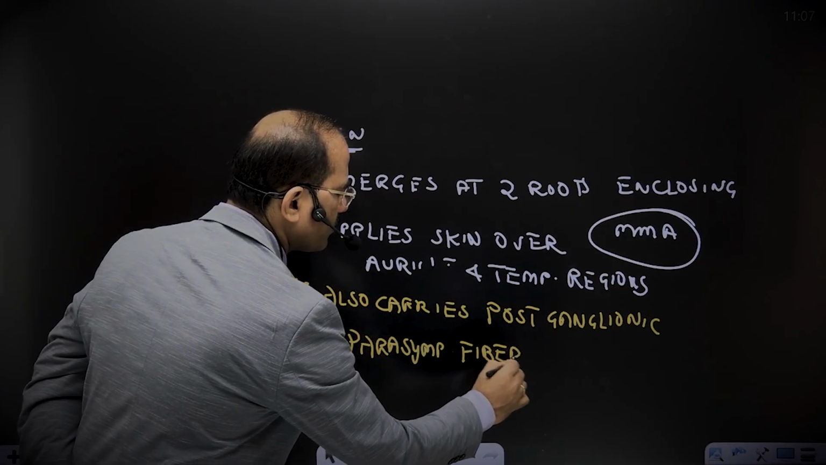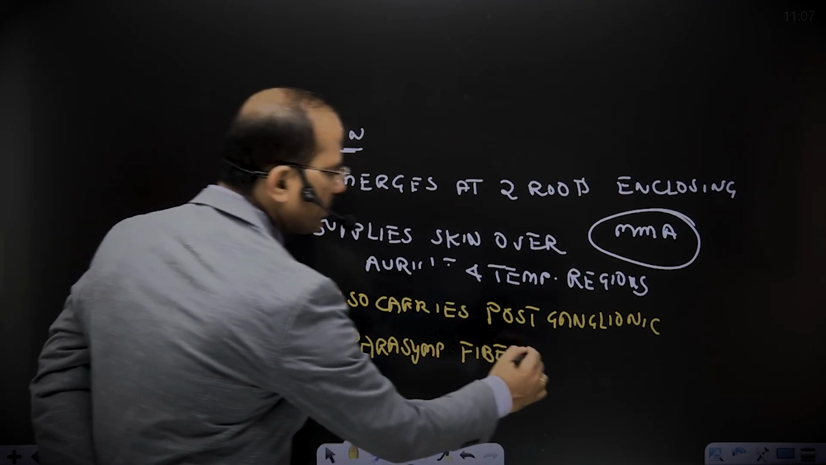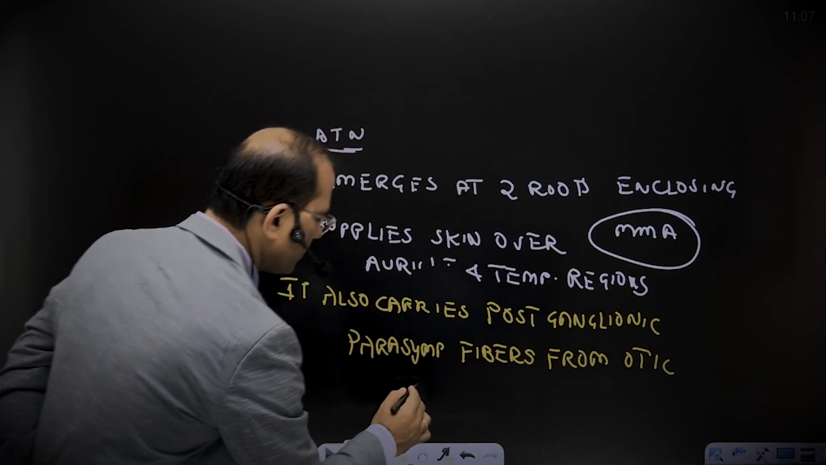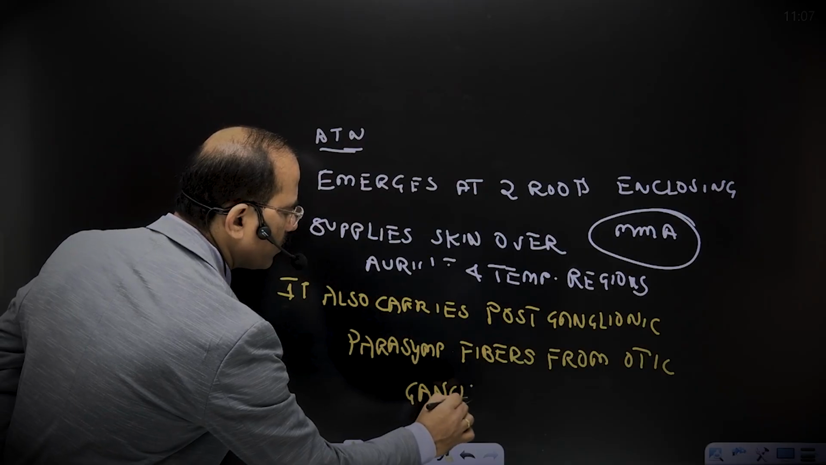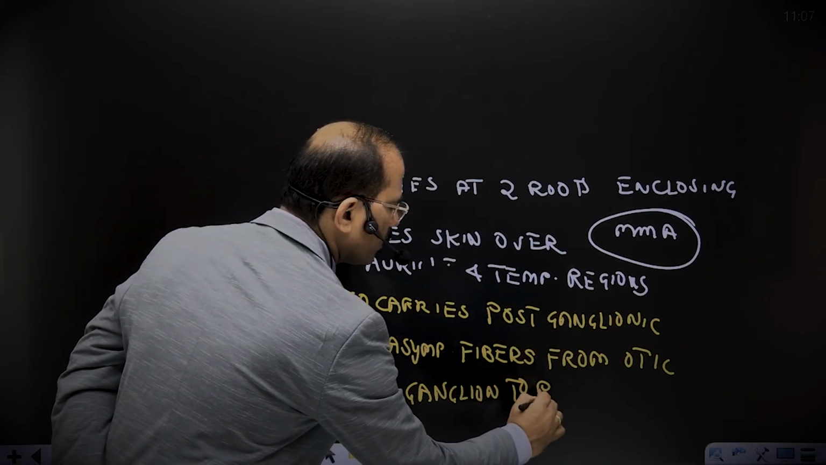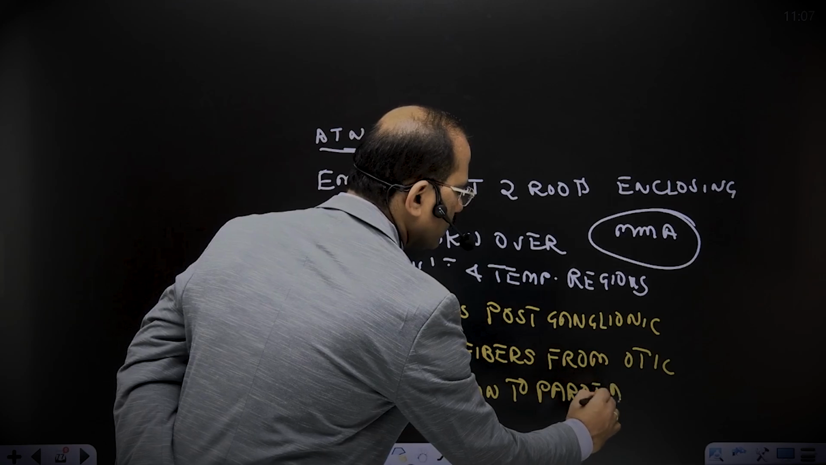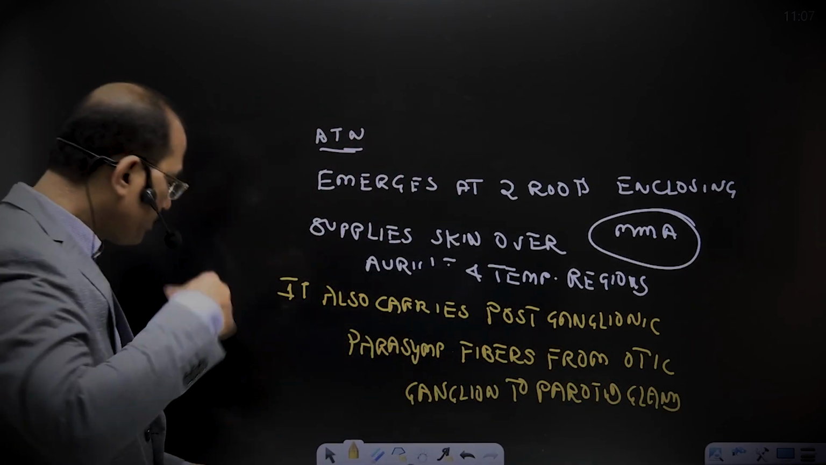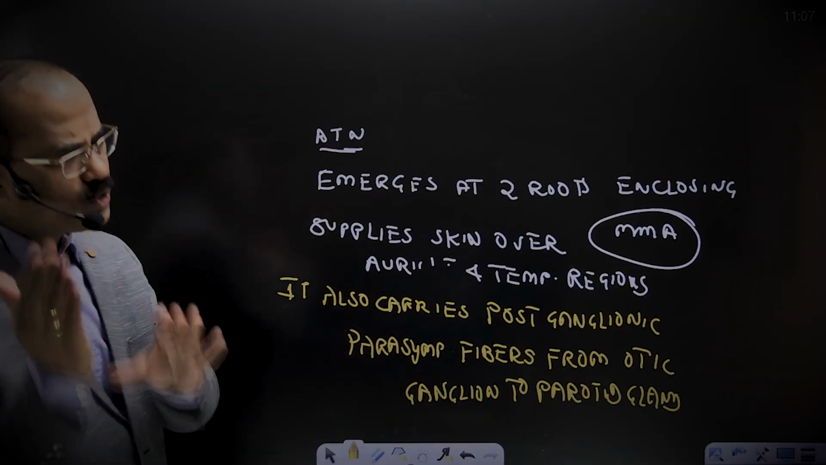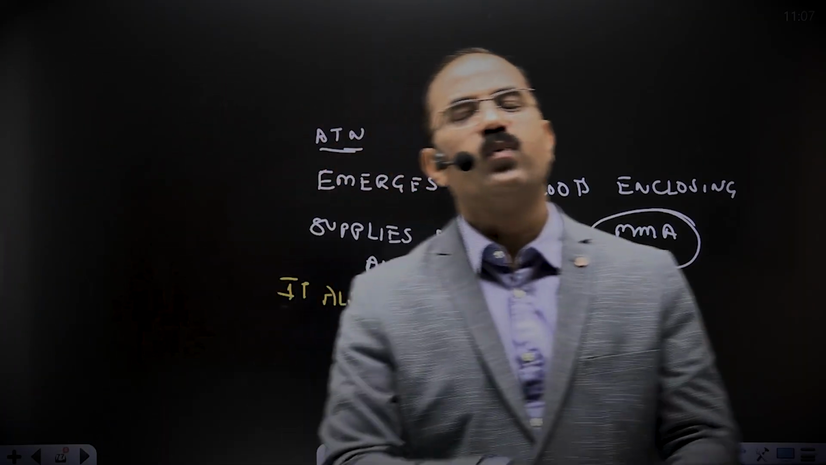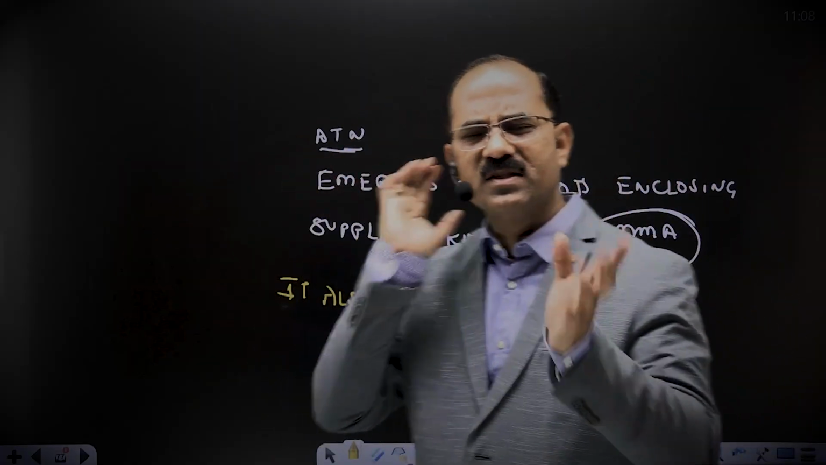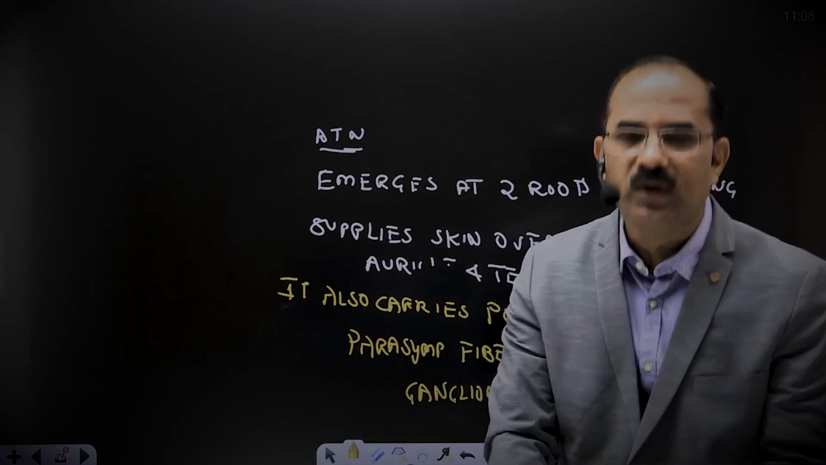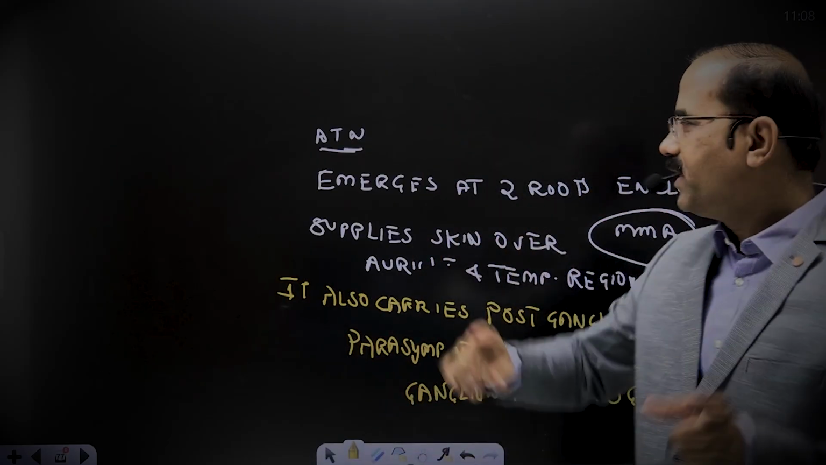It also carries the postganglionic parasympathetic fibers from the otic ganglion to the parotid gland. Now, what are these ganglions? What are these glands? This is all parasympathetic nervous system. But just remember, the postganglionic parasympathetic fibers from the otic ganglion to the parotid gland are carried by the auriculotemporal nerve.